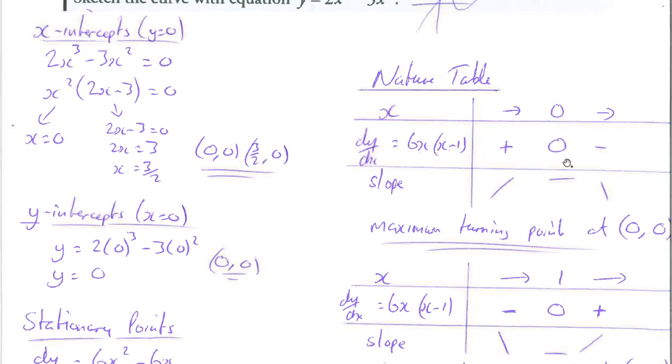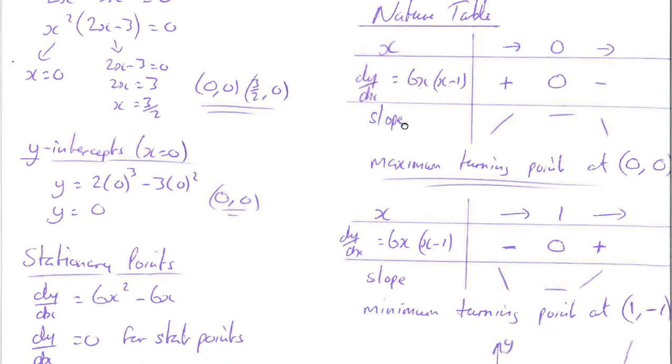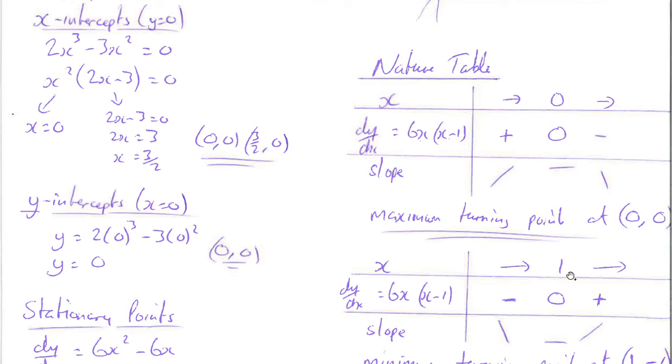Substitute 0 in, just to check that we're getting a gradient of 0. So 6 multiplied by 0 is 0, so it's going to give a gradient of 0, which is a horizontal line. And then after 0, now we can't pick 1 here. Why can't we pick 1?